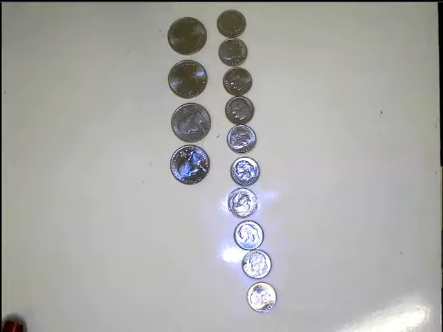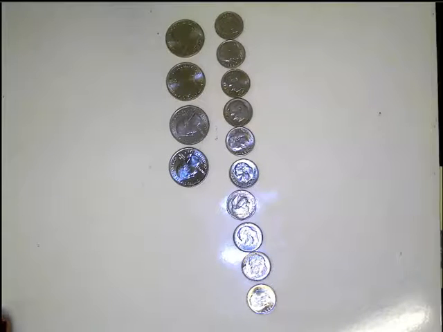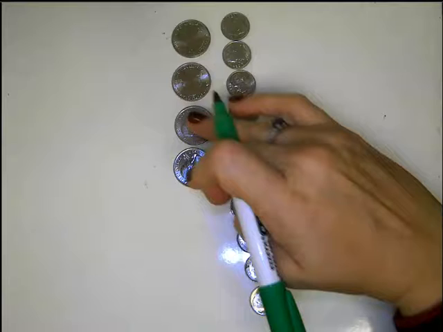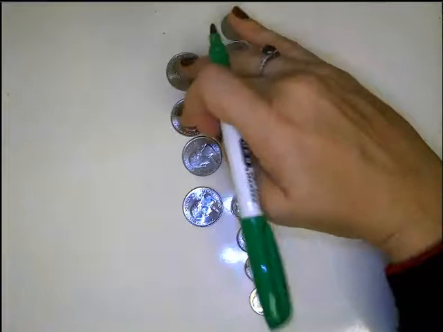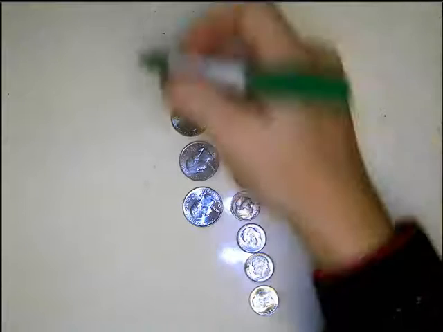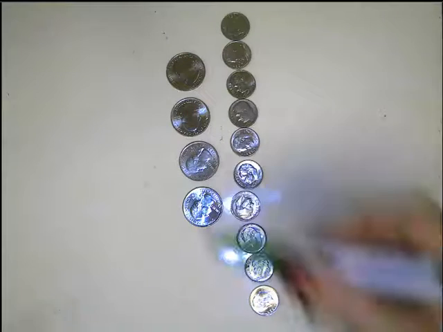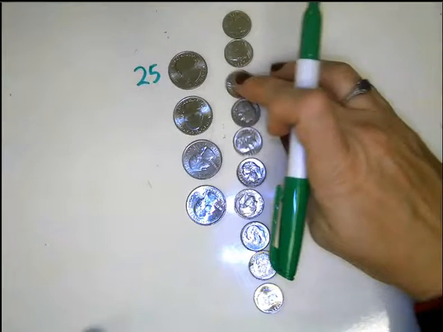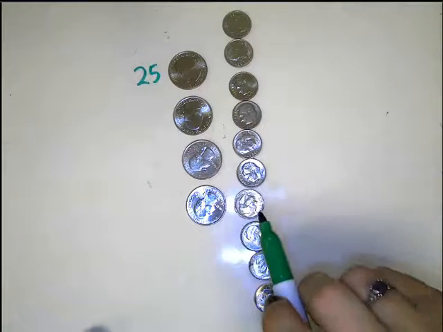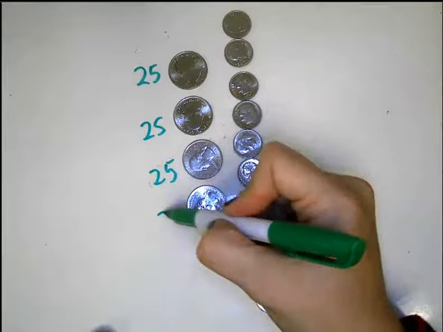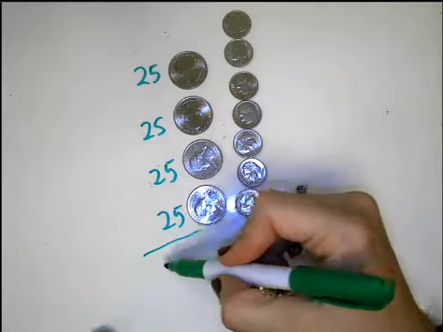So as you see, I have 4 quarters here. I also have 10 dimes. It takes how many quarters to make $1? Right, it takes 4 quarters to make $1, right? Because they're each worth how many cents? Right, they're each worth 25 cents. So 25 plus 25 plus 25 plus 25 gives us 100, right?